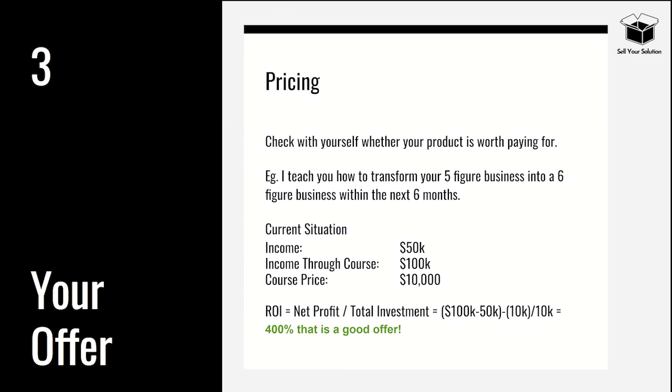So in this case, with a course price of $10K, this offer would have a 400% return on investment for this specific case. Now, if it's someone with $60K, that return on investment goes down. But again, unless we reach that break-even point of someone with a $90,000 income to get them to $100,000, it's still a positive return on investment, and that means your pricing is okay, it's good.